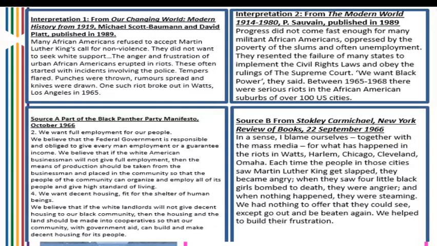And so that's source A. And then source B is written by Stokely Carmichael, so you might be familiar with his name, he's a civil rights activist as well. Wrote it in the New York Review of Books on the 22nd of September 1966.